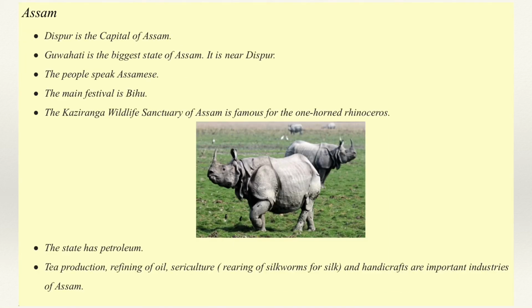Dispur is the capital of Assam. The people speak Assamese and their main festival is Bihu. Kaziranga Wildlife Sanctuary of Assam, the home of the one-horned rhinoceros, is very famous. The state has huge deposits of petroleum. The main industries of Assam are tea production, oil refining, sericulture and handicrafts.